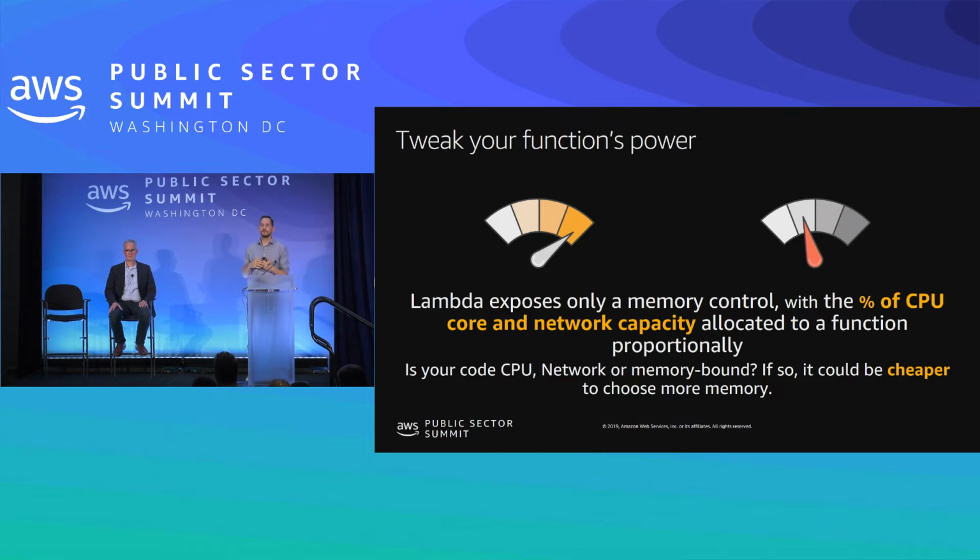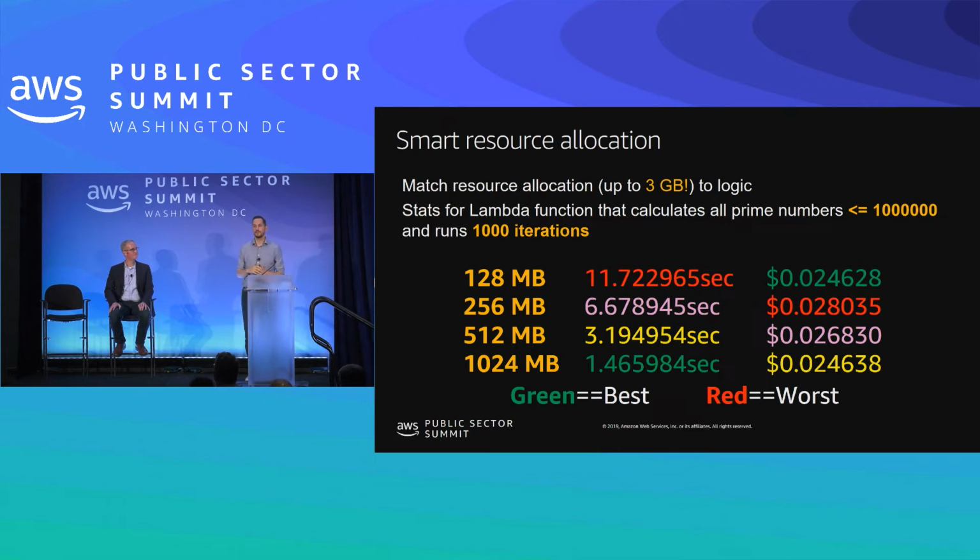So even if your function is like, oh, I don't need much memory for this, it's a CPU bound workload, that's okay. Tweak that memory and you'll still get better performance out of the CPU, because you get better CPU as you tune that memory up. An example of this: let's say you have a Lambda function that's going to calculate all prime numbers less than or equal to 1,000,000, and you're going to run 1,000 iterations of this. If you use a 128 megabyte memory setting, it's going to take roughly 11.7 seconds, and for 1,000 iterations, 2.46 cents, which is cheap, but it's going to take a long time to run.